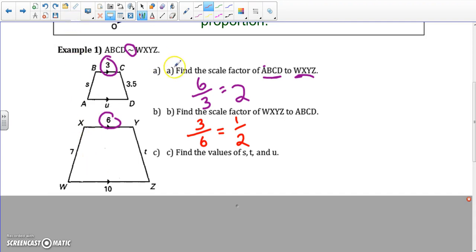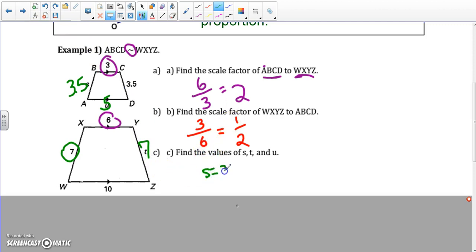That's similarity. So to find all our missing values, S, T, and U, we can do this without even doing much math. We know the scale factor is 2 to 1 from the small to the big, or 1/2 from the big to the small. So if this side here is 7, this side here must be half that. This side here is 10. The corresponding side must be 5. This side here is 3.5. Again, corresponding sides are similar. They all follow that same scale factor.